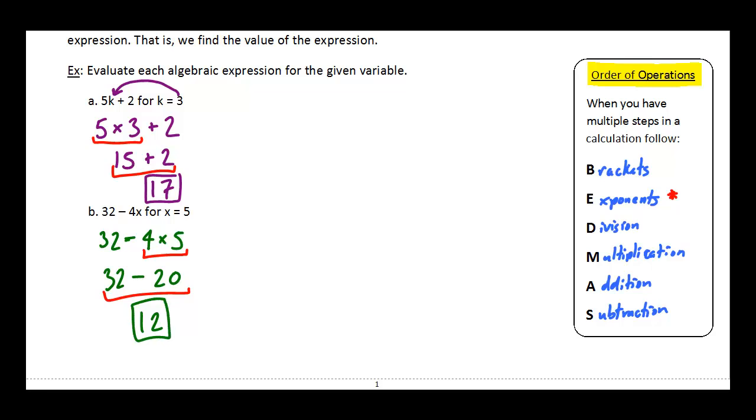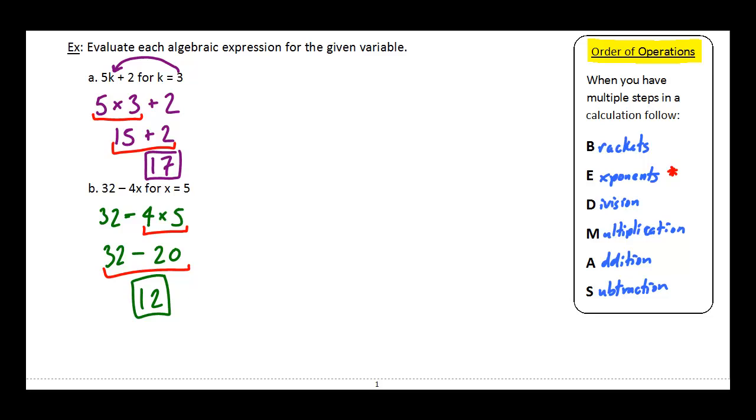All right, that's it for now. Do your recap, and then you're all done.